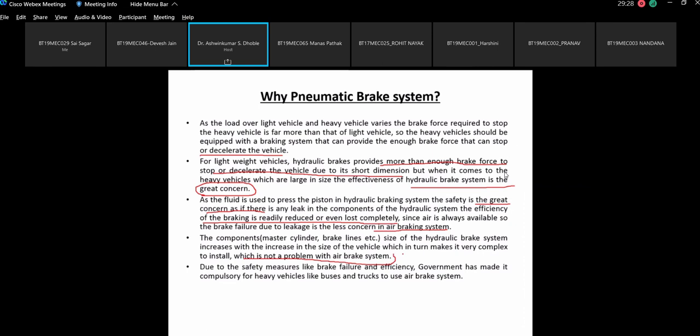Due to safety measures like brake failure and efficiency, government has made it compulsory. Please note that, as I told you, it is mandatory for heavy vehicles like buses and trucks to use the air brake system. So this is basically the last point, which says that considering this concern, the concerns for the hydraulic system are size, the effectiveness of the brake system, and leakage.